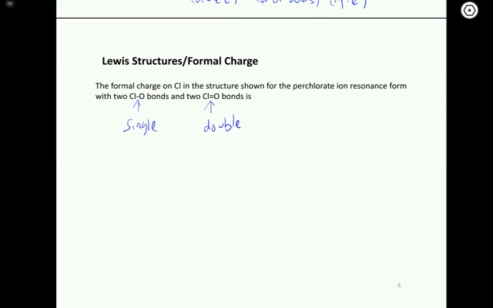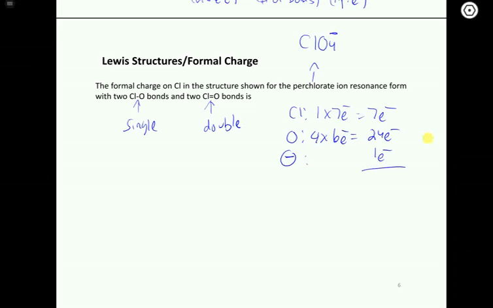So we need to know the formula for perchlorate, which isn't given here. This is one of those polyatomic ions we should know, which is ClO4-. We're going to start the same way we did before by counting up valence electrons, because we need to know whether the central atom has any lone pairs if we're going to calculate its formal charge. The chlorine has 7 valence electrons, as we saw in the last one. And then oxygen, there's 4 of them, each of them has 6 valence electrons. And we have a minus charge, so we have to add 1 more electron. So 7 plus 24 plus 1 is 32 valence electrons.